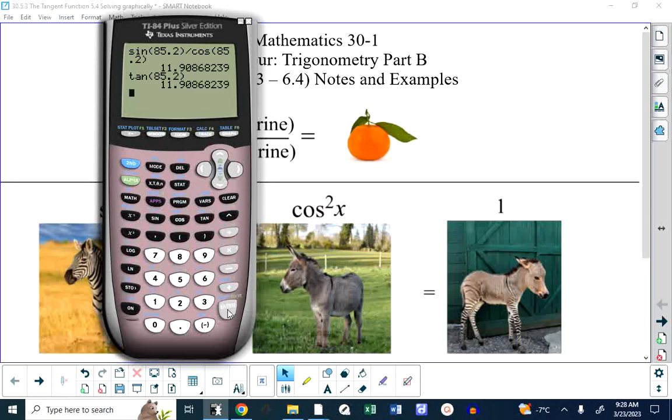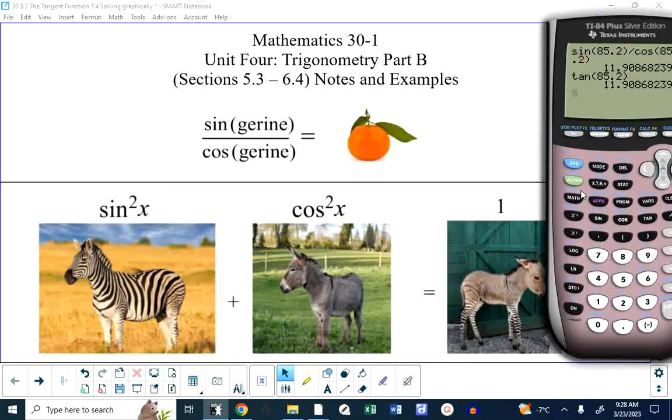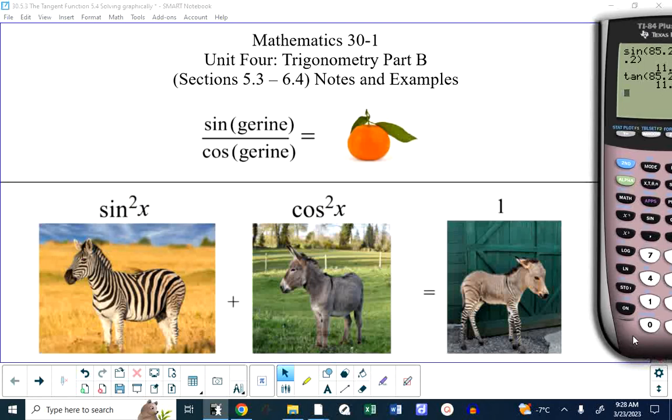The bottom one, and again I presented it kind of in a meme-ish fashion, says that if this zebra is sine squared of x and this, I guess it's a donkey, is cos squared of x, when they mate, you get this guy. There's a name for this, but it's escaping me right now. But cos squared of x plus sine squared of x is always 1.